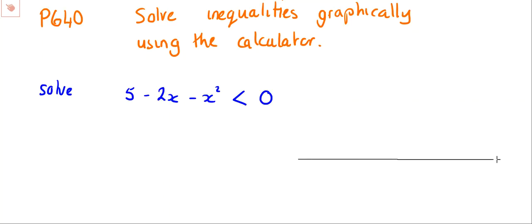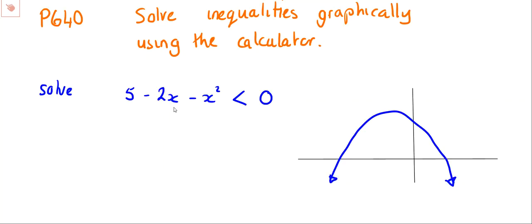So let's assume to start with that we are given the graph of this function, and it looks something like this. That is the graph of 5 minus 2x minus x squared. Hopefully that is not a surprise to you, because it's a quadratic graph, which you know is a parabolic shape, and it's a negative, so therefore the U is upside down.